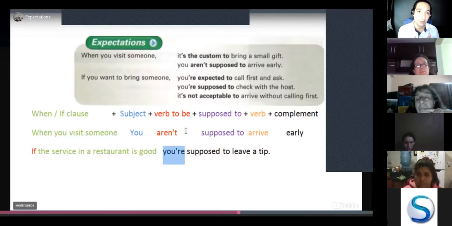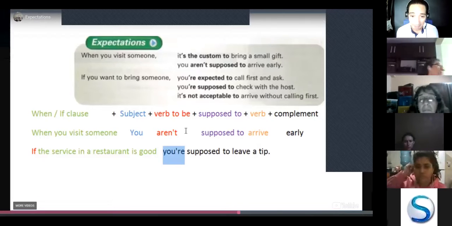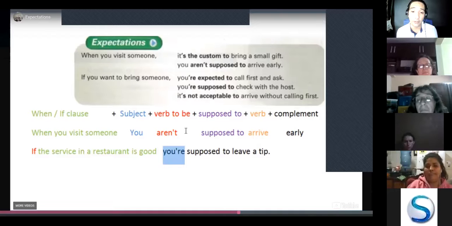Ya sabes qué quiere decir when, ¿qué quiere decir? If. El sujeto, okay, yeah, you. Then we have a verb, visit, want, okay. Someone sería el complemento. Luego, to bring someone sería parte del complemento también, right? Luego tenemos como una manera de expresarnos muy común en Estados Unidos o en inglés, okay? It's the custom to, you aren't supposed to, you're expected to, you're supposed to, it's not acceptable to. Podría incluso pasar esa positiva y decir, it's acceptable to.